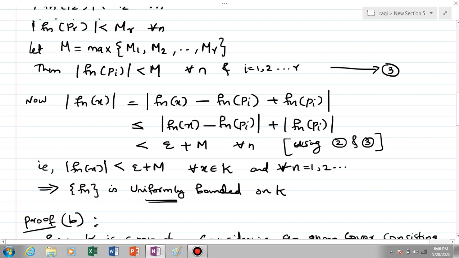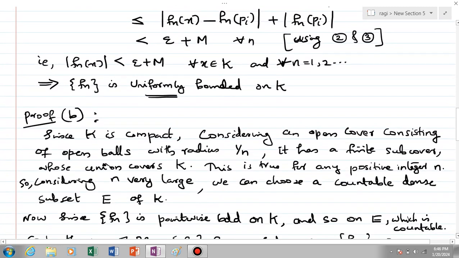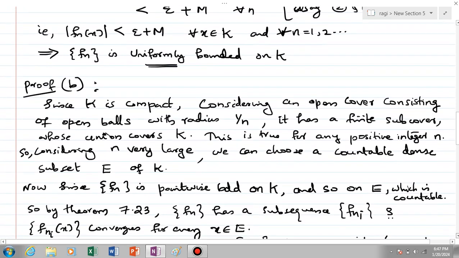Now we will discuss the proof of the second result. That is, we have to prove that f_n contains a uniformly convergent subsequence. Okay.